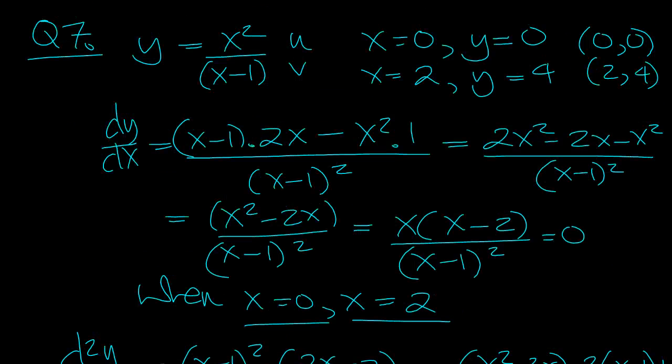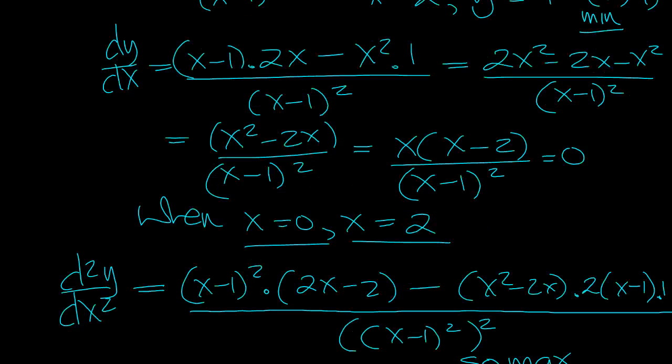So the point when x was 0 was a, what was it? A max. And the other one was a min. That's what we just worked out, question 7.